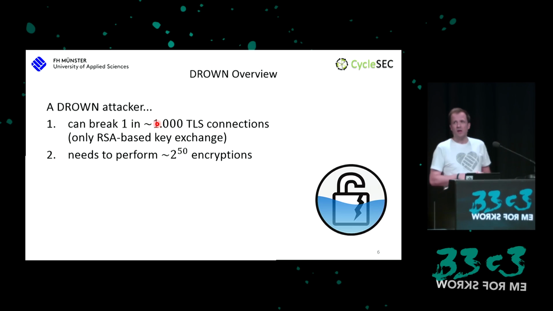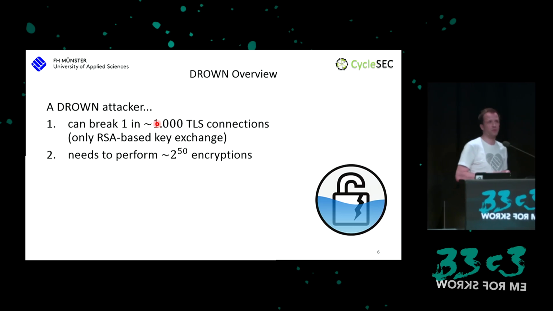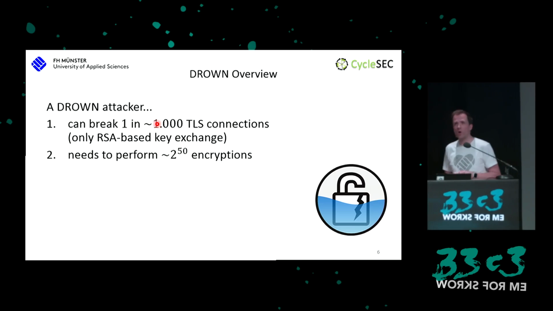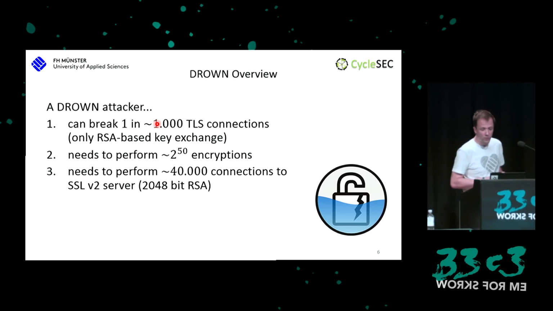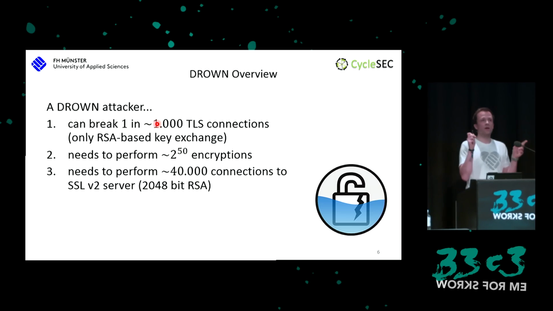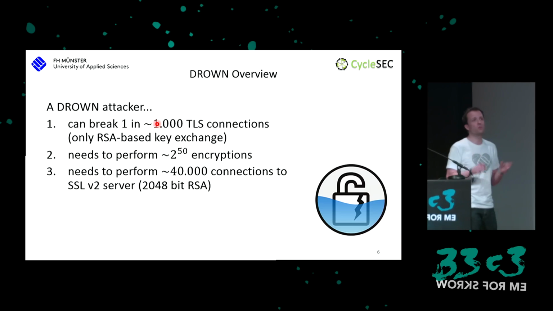Okay, it doesn't come for free, so you need to perform 2 to the 50 encryptions, which is a lot. We can do this, but we need rather beefy hardware in order to do this. And there's one more requirement. We need to do around 40,000 connections to that server that supports SSL version 2. Right? So we need one server that supports SSL version 2.